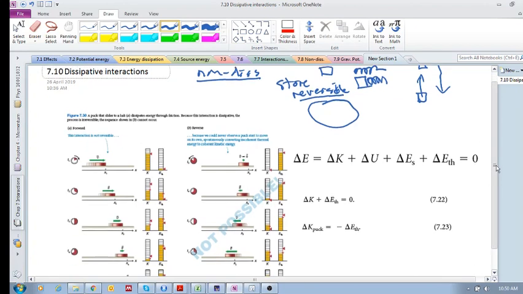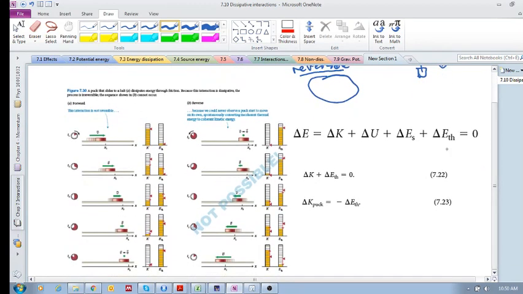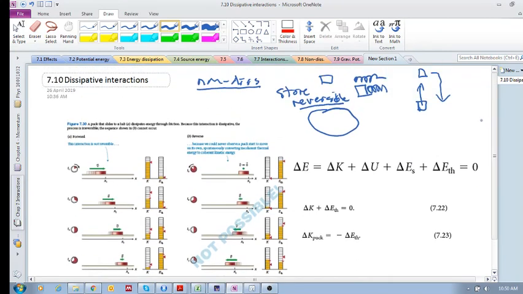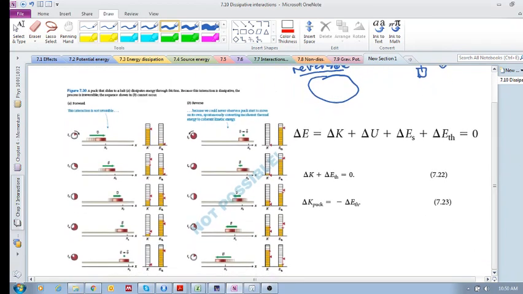However, now we're looking at dissipative interactions where we can't store the energy, and it's not a reversible process. Sorry, I meant to show this. This is reversible. You squash the spring and then it can reverse back to what it was. You throw the object up, it comes down. It's a reversible process, a reversible interaction.